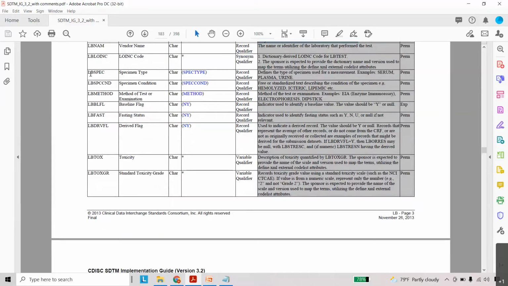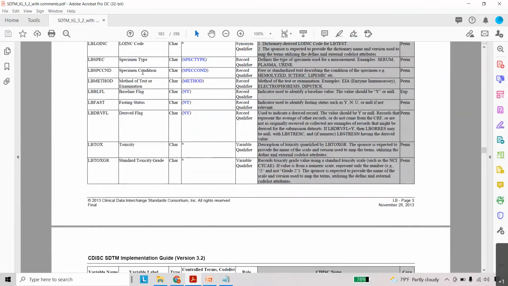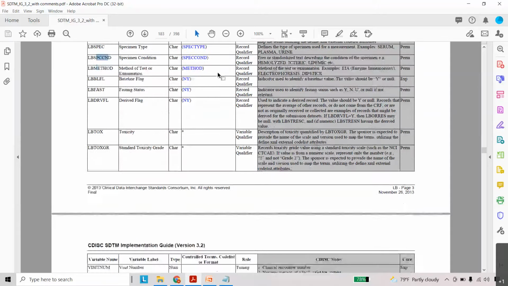Next one is LBSPEC, specimen type. For the sample analysis, the samples might be in different conditions, like serum, plasma, or urine. So what type of sample is the subject giving for the analysis? We can see that by using LBSPEC. So what is the condition? That information we can see in LBSPEC and LBSPCCND. This is also a permissible variable.